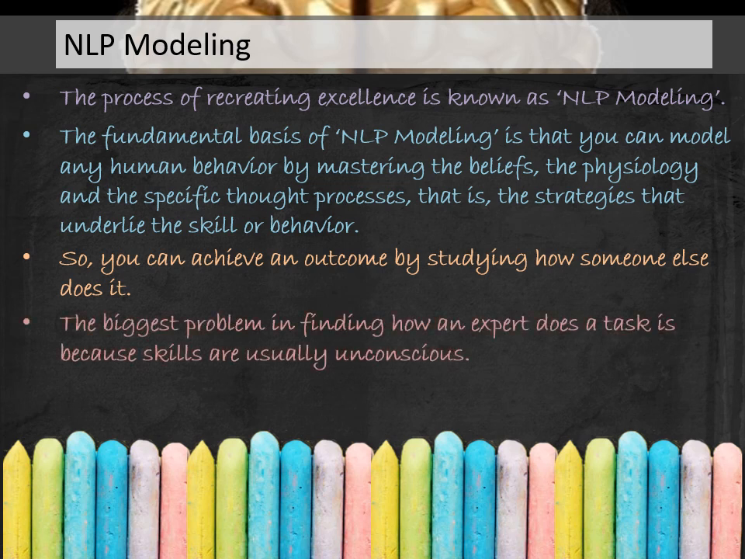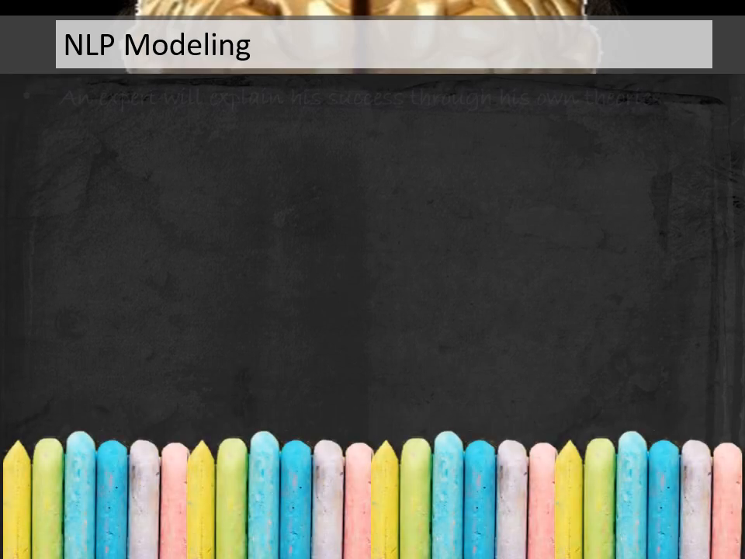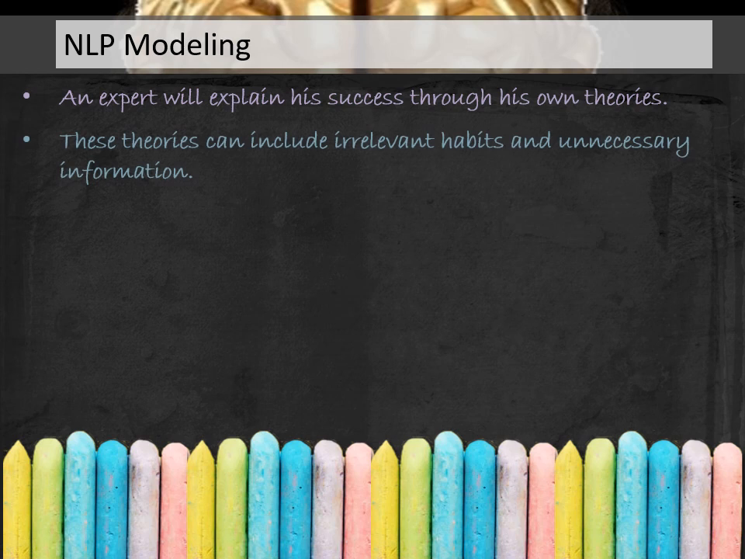The biggest problem in finding how an expert does a task is that skills are usually unconscious. So, it is not possible to explain how someone walks, talks, or writes, for instance. An expert will explain his success through his own theories. These theories can include irrelevant habits and unnecessary information.